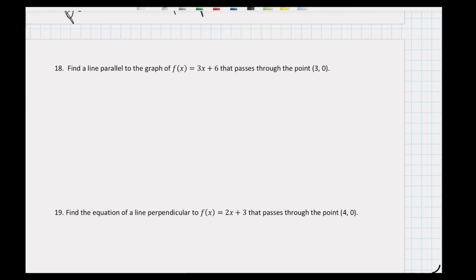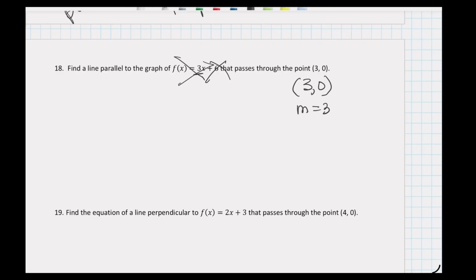Next, find a parallel line to the graph of f of x that passes through the point 3, 0. Okay. I'm trying to find an equation that passes through 3, 0 and has the same slope, so has a slope of 3. I don't want anything else there. It is not going to have the same b value. They never do. Well, they very rarely do, okay? So I'm not using that 6.